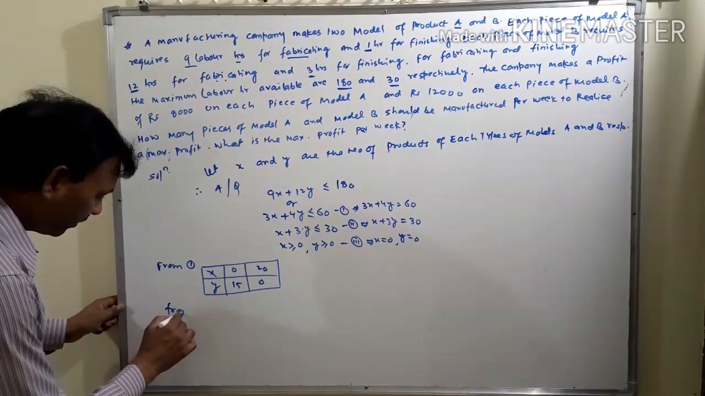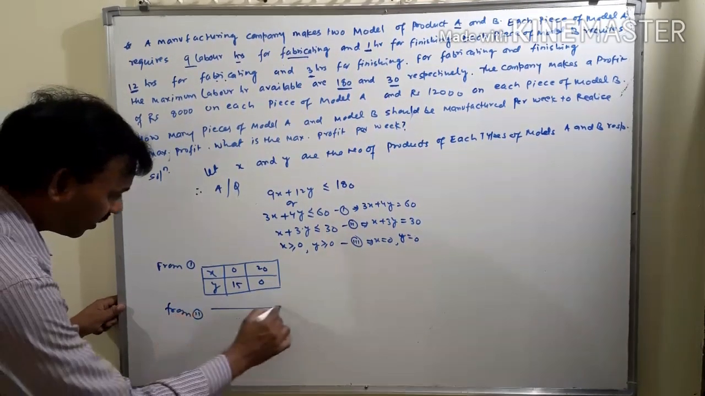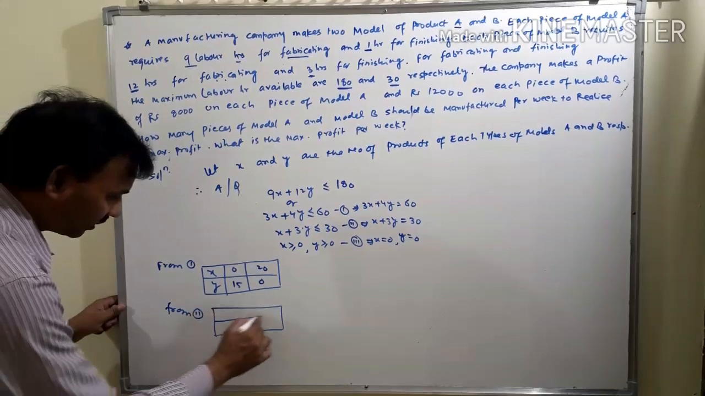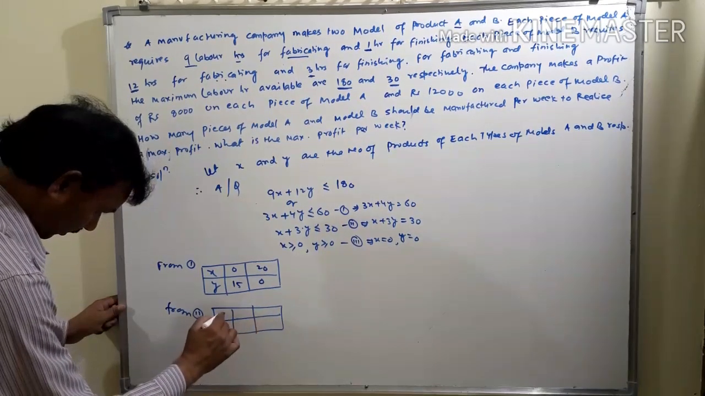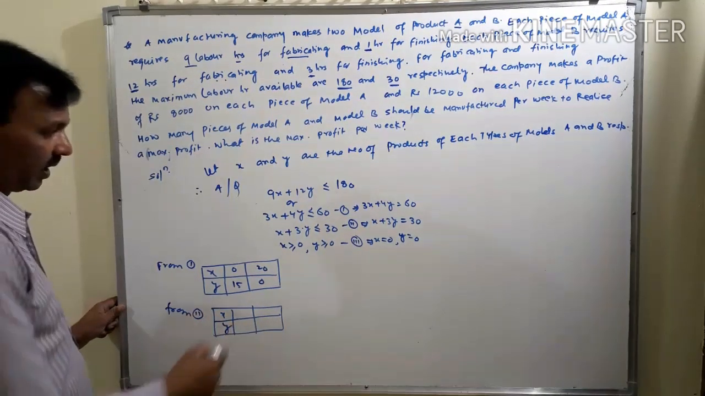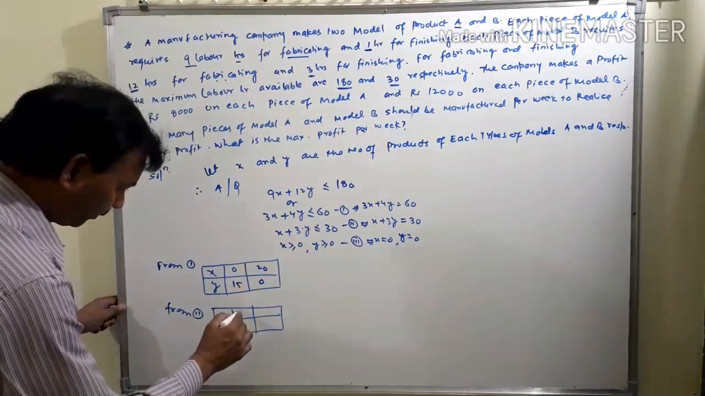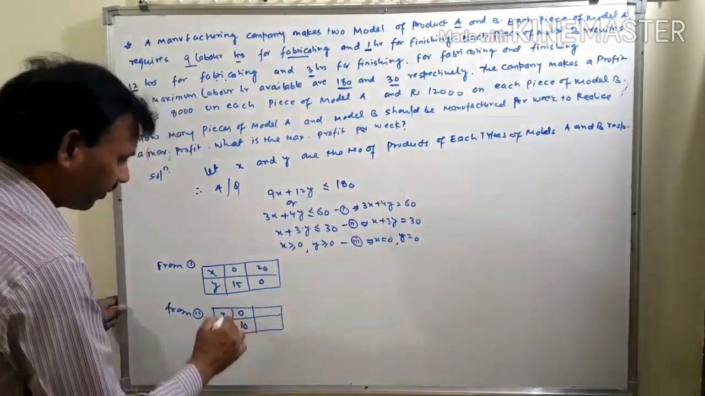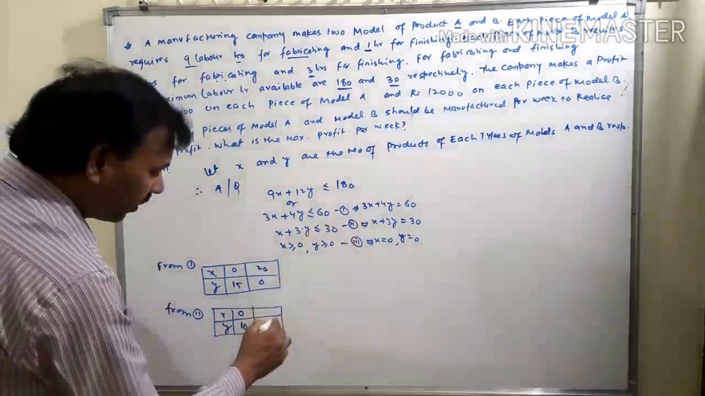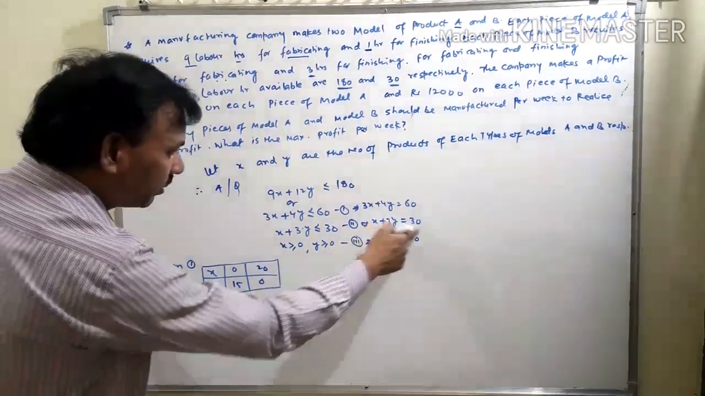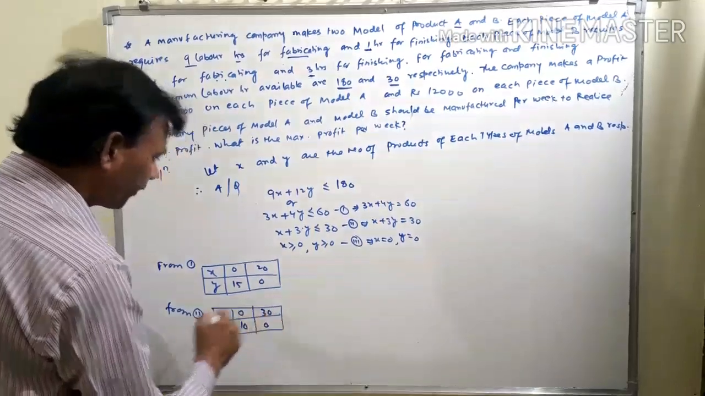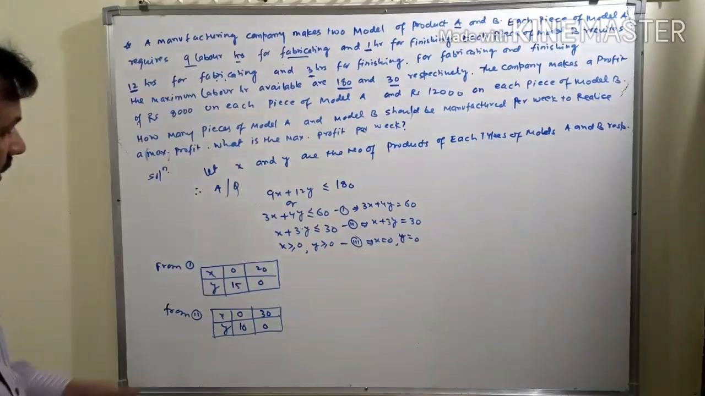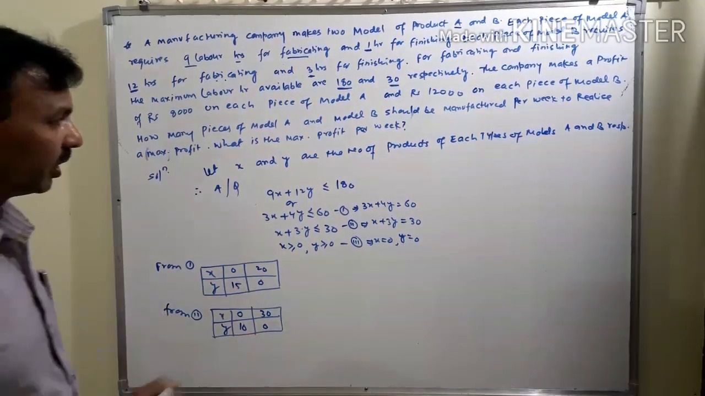Again from the second, we take 2 points x and y. If we put x equal to 0, then y will be 10, and if y is 0, then x will be 30. Now we draw the graph of these points.